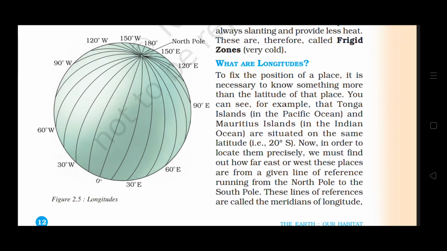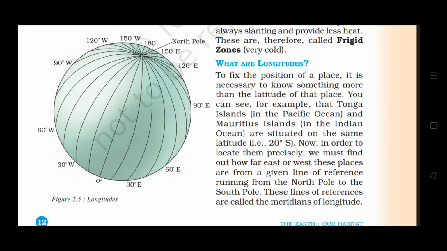There were 3 heat zones: torrid, temperate and frigid. You could revise one more time by rewinding the video once, to see exactly where those zones are, between which 2 latitudes. If you know that, most of your knowledge could be built from there. So let us now try to understand what is longitude.